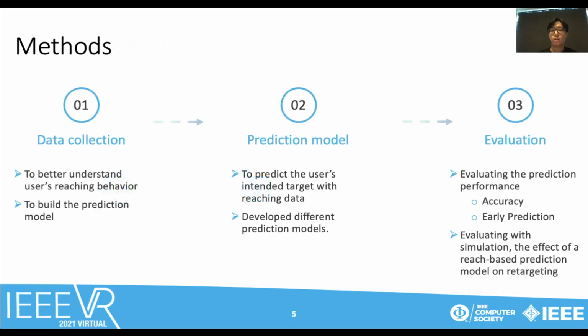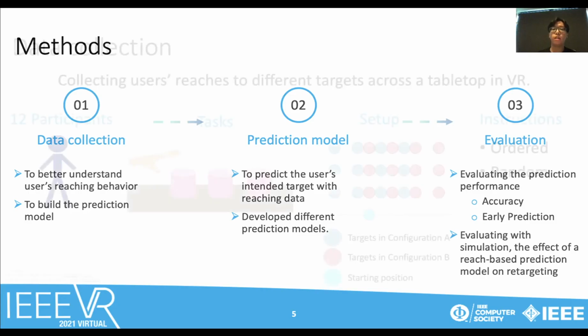We conducted a data collection process to collect the user's reaching movement. We then used its knowledge to build a prediction model, which we then evaluated for its accuracy and how early it can predict the user's reaches. Finally, we evaluated with simulation to see how unscripted retargeting affects how far a physical counterpart from a virtual object can be.